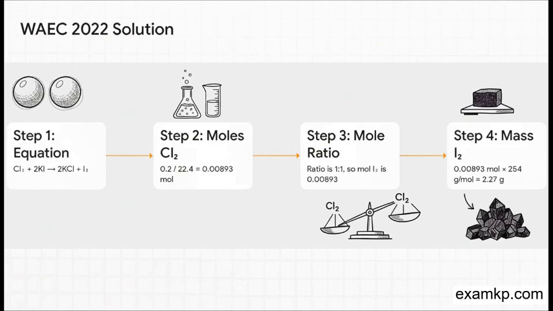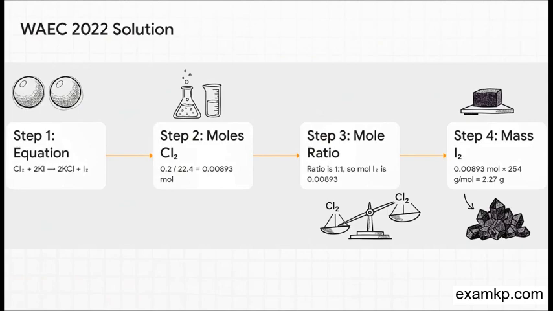Perfect. Step 2, we find the number of moles of chlorine gas we used. The formula is mole equals volume over molar volume. So that's 0.2 divided by 22.4, which gives us 0.00893 moles. Now for step 3, the mole ratio. This is so important. From our balanced equation, you can see that 1 mole of chlorine produces 1 mole of iodine. It's a 1-to-1 ratio. That means we also produced 0.00893 moles of iodine. Simple.